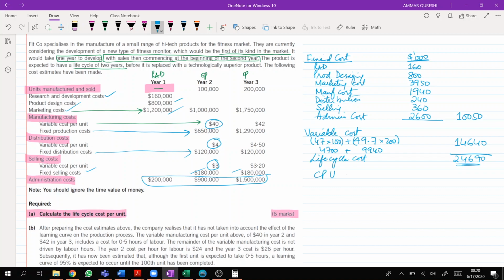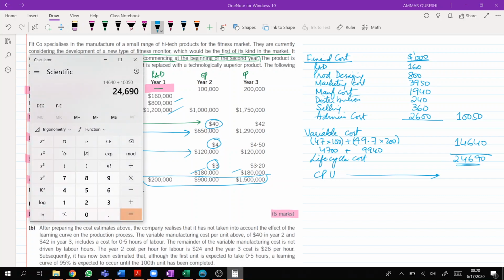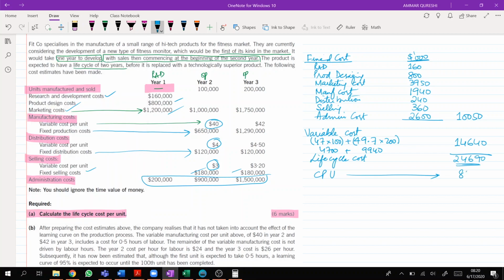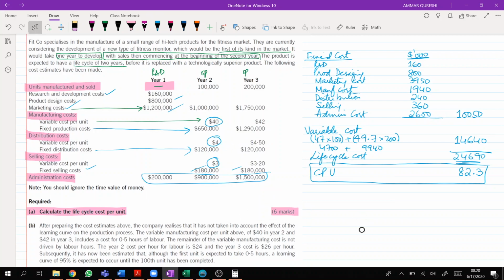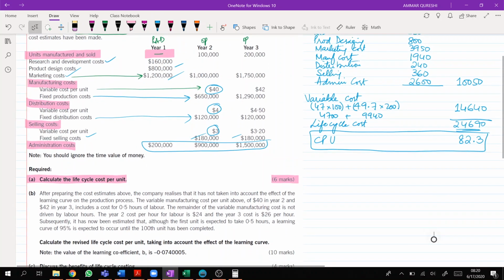And what will be the cost per unit? Cost per unit will be divided by 300, right? So this will be 82.3. So this is basically the cost per unit of the overall life of the product, and this is for 6 months. So it's a very simple, very easy requirement. The problem is not part A, the problem is with part B. What is in part B?